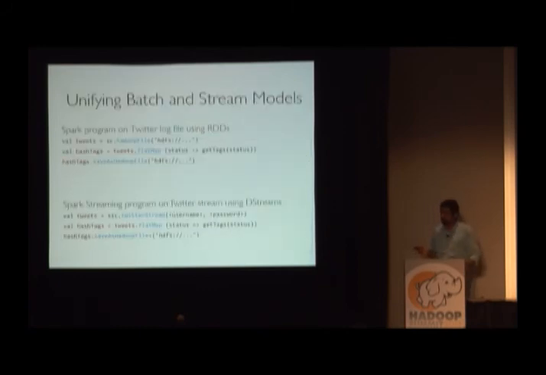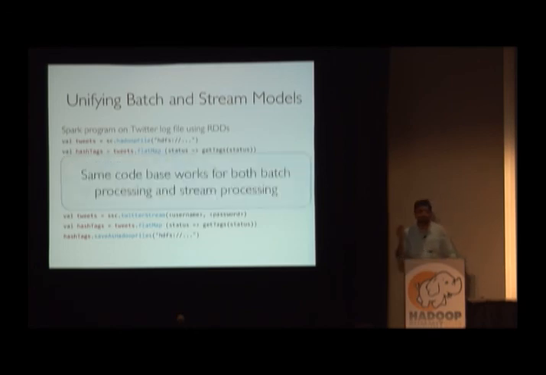This is almost my last slide. If you look at the program that you write for Spark to process an HDFS log file, and the program for Spark Streaming to process a live Twitter stream using DStreams, the program looks pretty much exactly the same. The only difference is that here you open a Hadoop file, here you open a Twitter stream. The rest is pretty much the same. So this allows you to use the same code base, using the same programming model, for both your batch processing and stream processing workloads. This is a very powerful thing that we believe will be a game changer in your data analytics workloads.